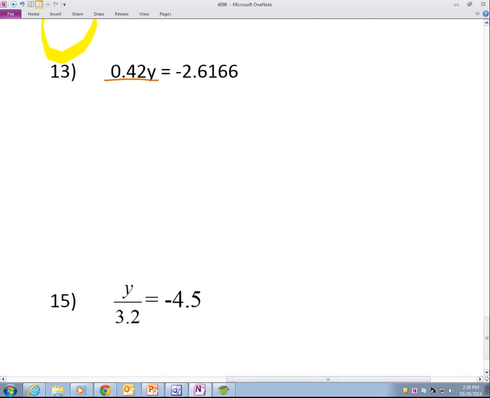Here we have positive 4.2 being multiplied by y. So to undo that, I have to divide by positive 4.2, and I see here that there's a negative being divided by a positive. So I know that my y is going to be negative.